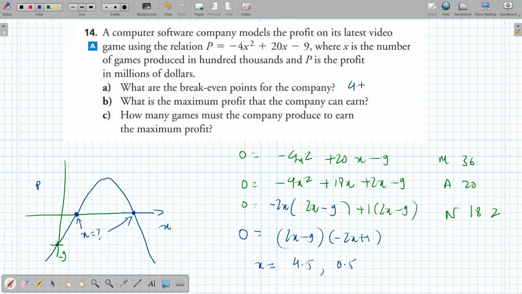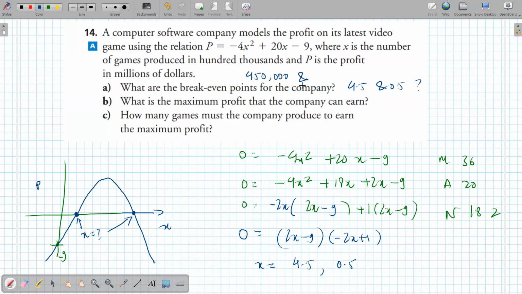Is the answer to A 4.5 and 0.5? So if they sold 4.5 games, they would break even. Does that sound right? No, it does not. So what's missing? The unit is missing. How is x quantified here? x is the games produced in 100,000. So we need to multiply that by 100,000. So the answer to A will be 450,000.